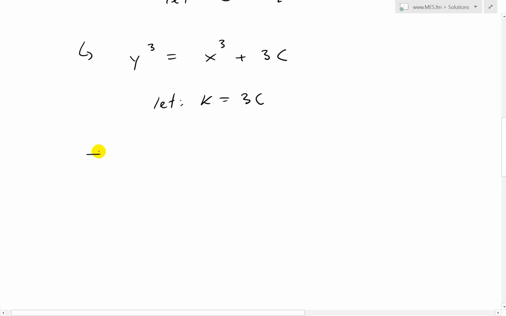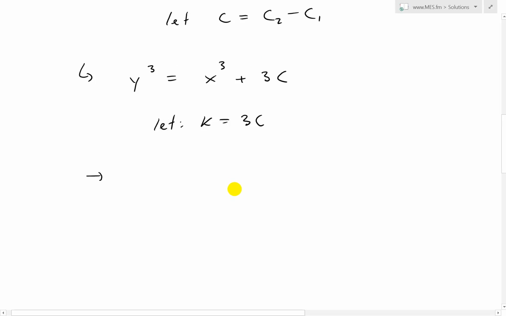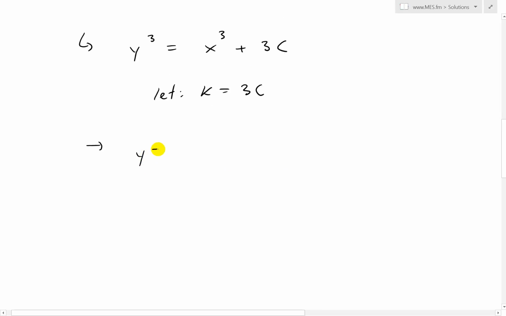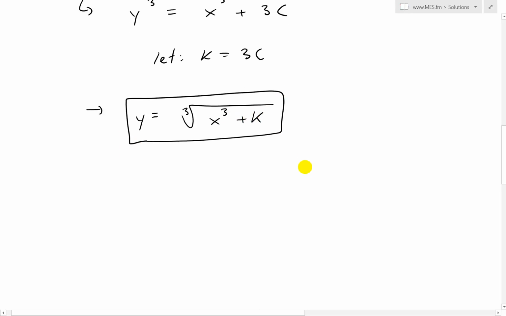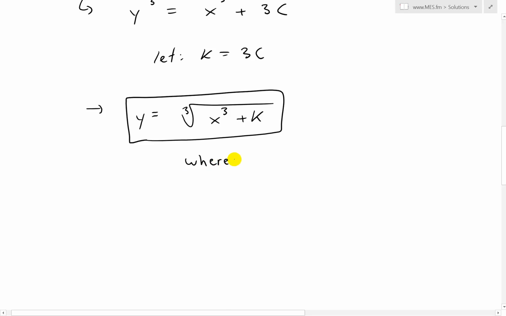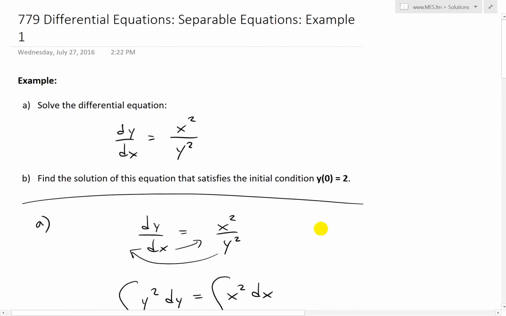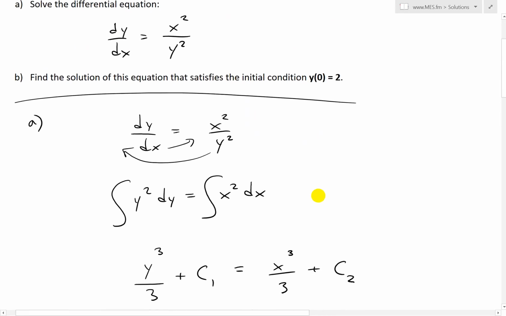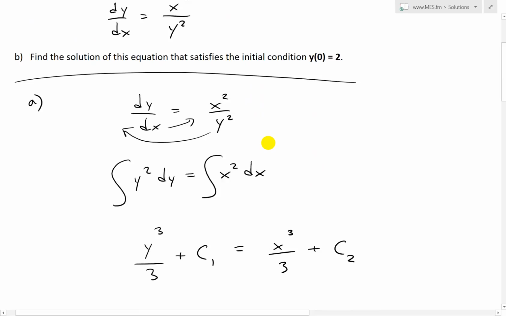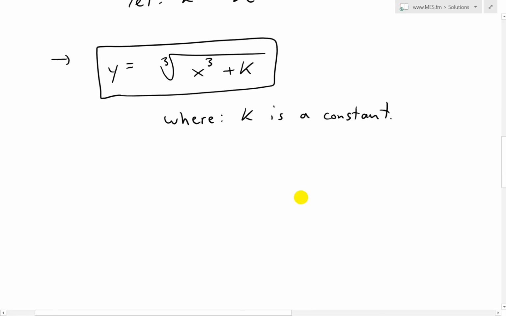So what we end up getting finally, taking the cube root of this, is y equals the cube root of x cubed plus k. And again, that's a general solution where k is an arbitrary constant. So now let's look at part B. Part B says find the specific solution of this equation that satisfies the initial condition y of 0 equals 2.